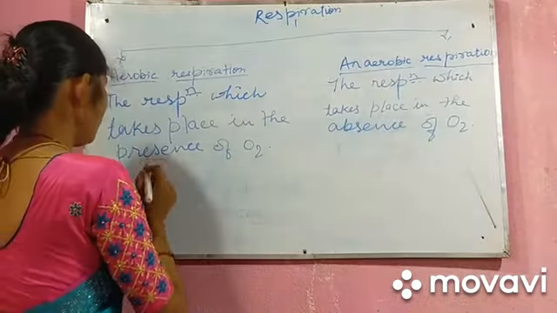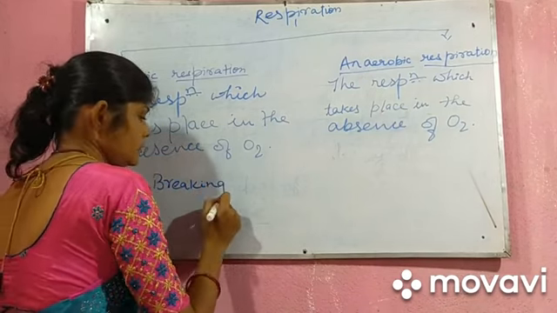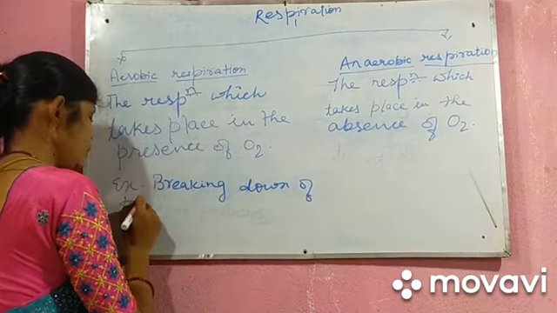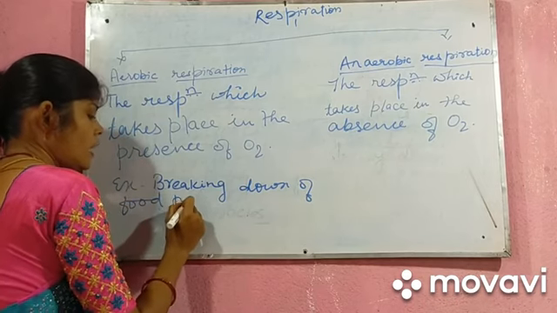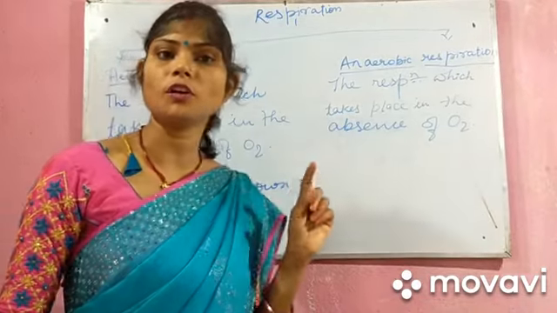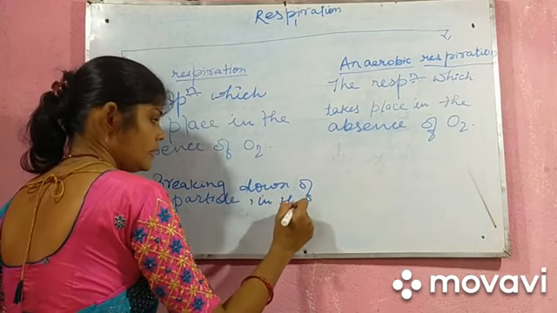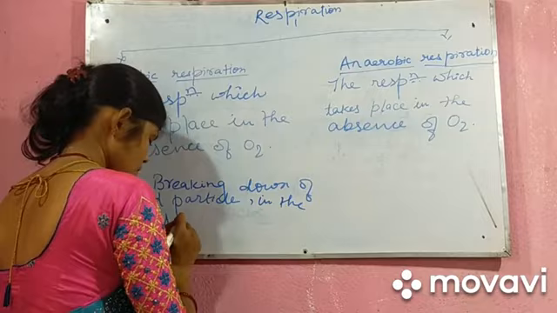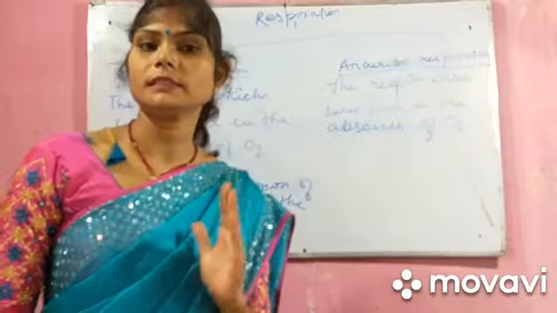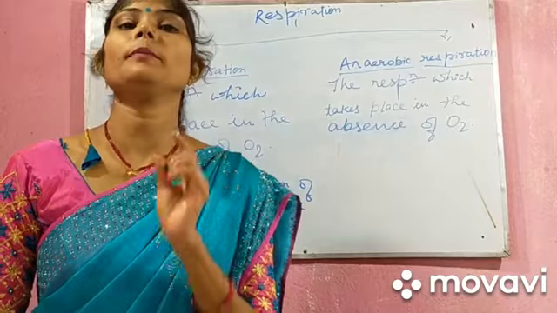So here you can write an example. The example of aerobic respiration is the breaking down of food particles. You know that food particles are broken down to give energy, and the process is called respiration. Where? In the cells. Food particles of glucose are broken down in the cells to give energy in the presence of oxygen. Hence, it is an example of aerobic respiration.